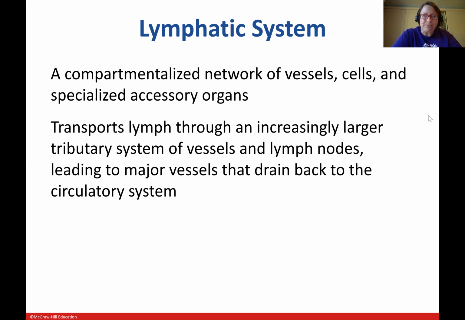lymphatic system. And these lymph vessels are able to transport lymph through an increasingly larger tributary system. Again, very much like the circulatory system, where you have these big arteries and then they break down into smaller arterioles and then into these little capillaries. A similar sort of thing exists in the lymphatic system. And again, it literally lays alongside the blood vessels. So it's distributed throughout the entire body, and it's able to process lymph fluid.